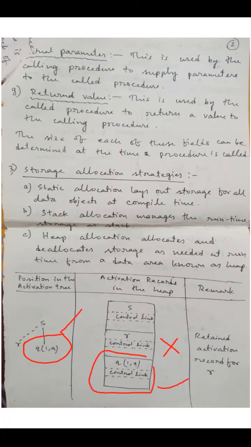So just remember that when we are at this point, the structure of the heap will go in this way: first S, then R, and then Q. In this way, the heap will grow gradually.